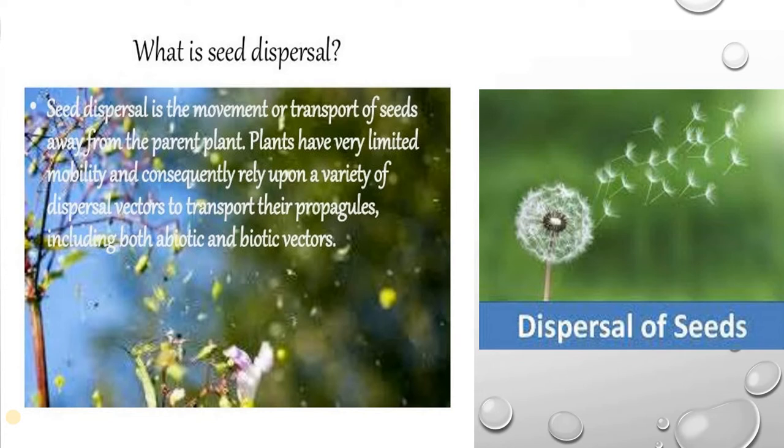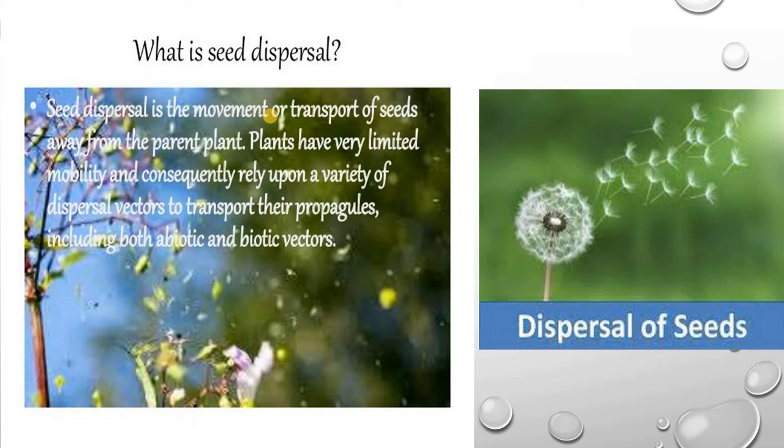So today in our class we will be learning about the different processes of seed dispersal and what their benefits are. In one word, dispersal of seed means to scatter the seed over a wide area. Over here you can see the definition given: seed dispersal is the movement or transport of seeds away from the parent plant.